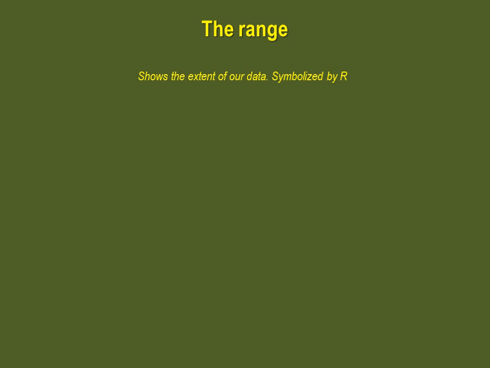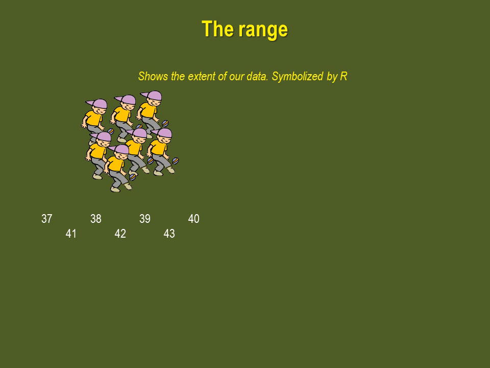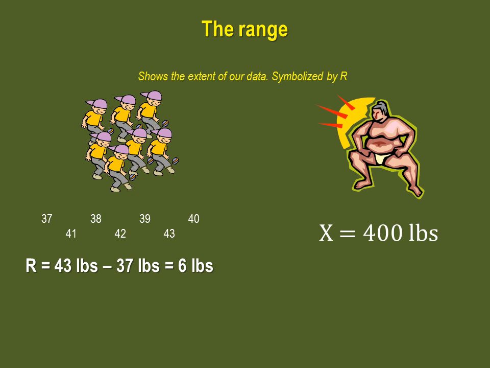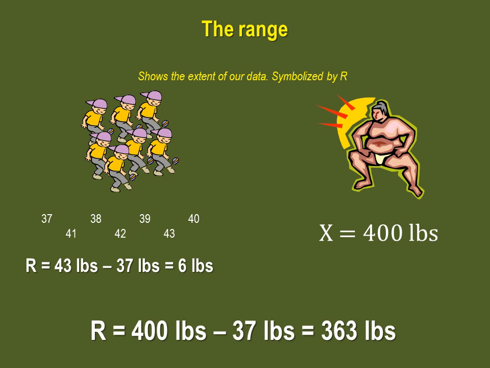You must be cautious though, since the range can be greatly affected by extreme values. Let's go back to the kids and sumo example. Here is the distribution of the weight of the kids. As such, the range for this distribution is 6. But if we include the sumo wrestler in the group, then our range becomes much larger. 400 maximum value minus 37 lowest value gives us a range of 363 pounds.